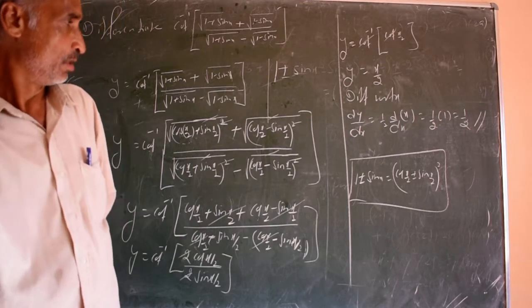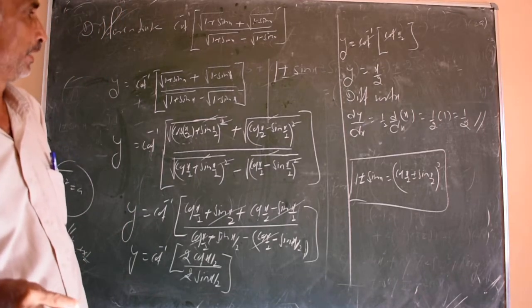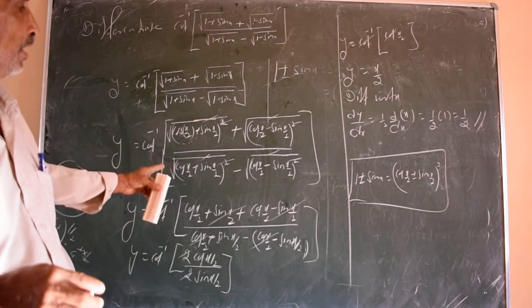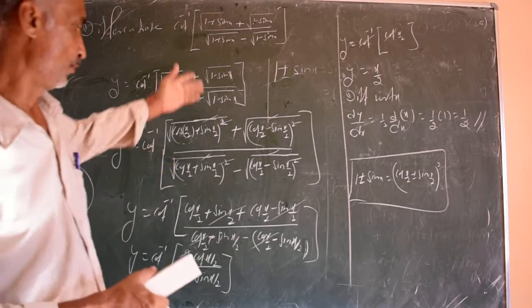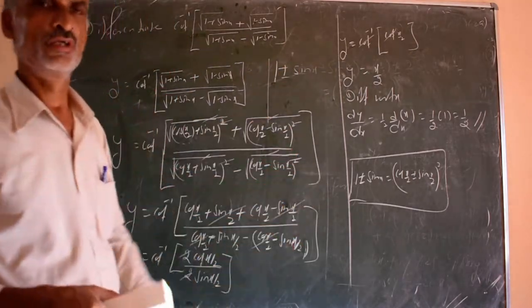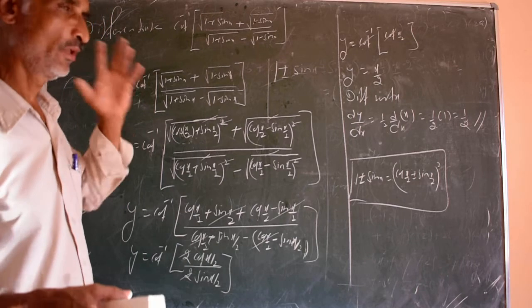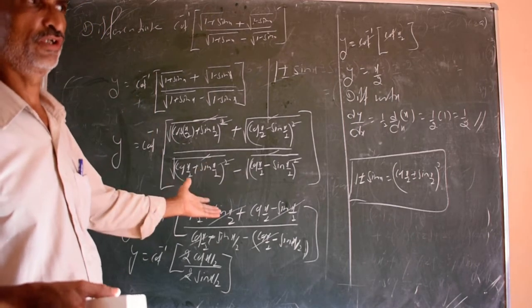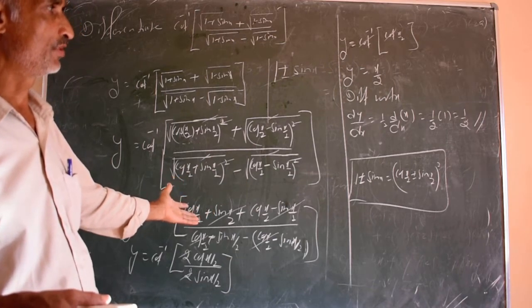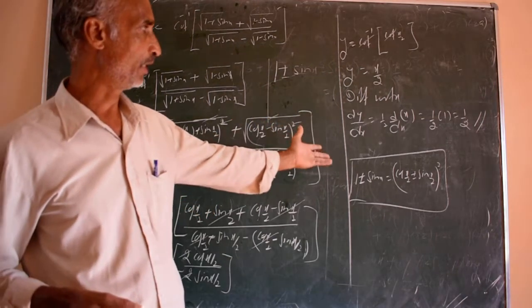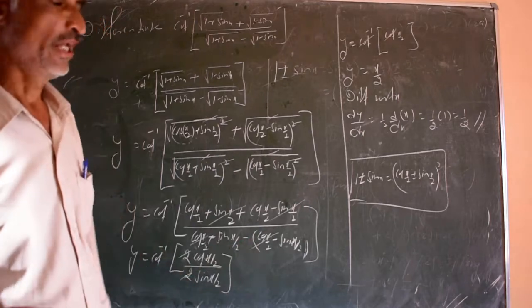If it is taken directly, this was actually asked in CET one year. If you do all these things stepwise, it takes 5 minutes, but it can be calculated in the mind. Not even one line of writing is necessary. In the mind only you can calculate and give the answer x by 2.